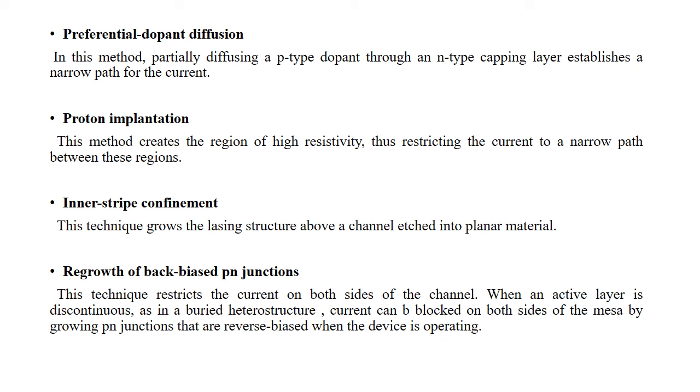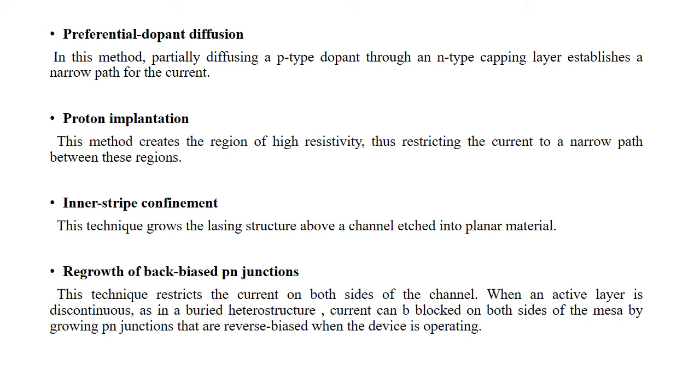Preferential dopant diffusion. In this method, partially diffusing a p-type dopant through an n-type capping layer establishes a narrow path for current. The diffused PN junction blocks the current outside the diffused region. Next one is proton implantation. This method will create a region of high resistivity, thus restricting the current to a narrower path between these two regions. The next one is inner stripe confinement.